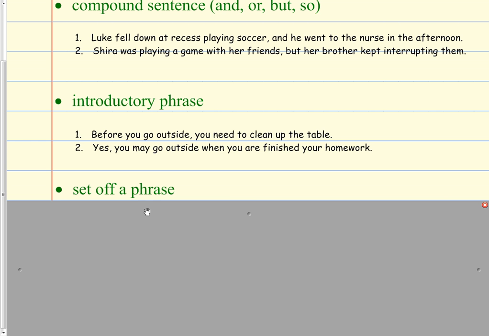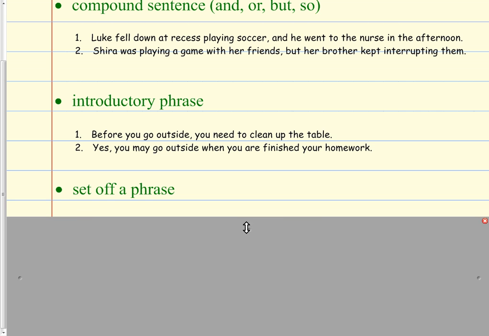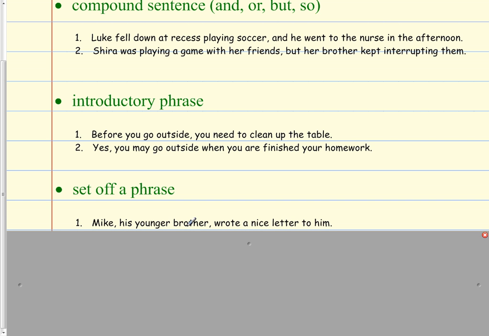Sometimes we put the phrase in the middle of a sentence, not in the introduction or the beginning of the sentence. Mike, his younger brother, wrote a nice letter to him. So it's really Mike wrote a nice letter to him, but we're letting you know that Mike is his younger brother.